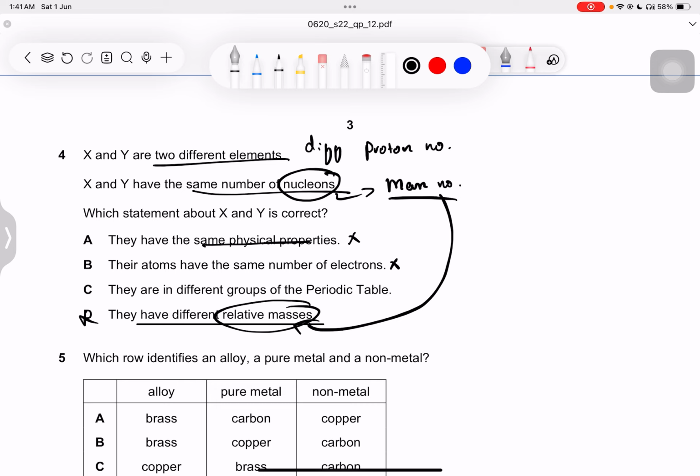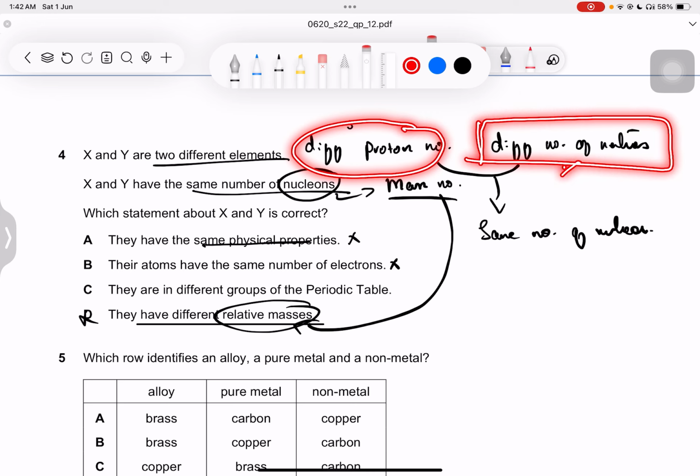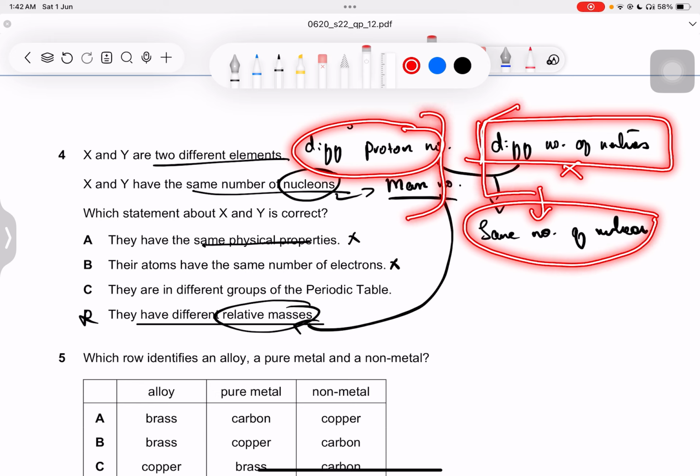So they have different proton numbers and different number of neutrons, because different proton number and different number of neutrons can result in the same number of nucleons. Nucleon is basically the sum of protons and neutrons. So if this is different, this has got to be different. If this is not different, then how can we achieve the same number of nucleons with the same neutrons but different protons? It is not possible.